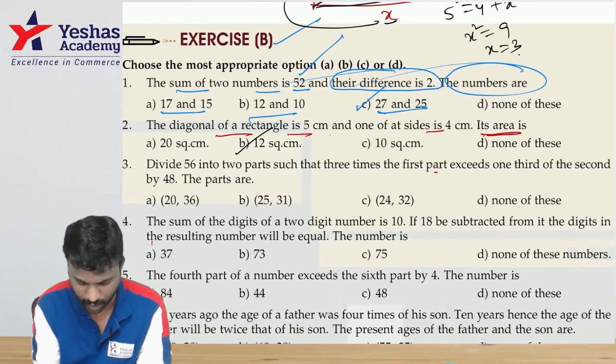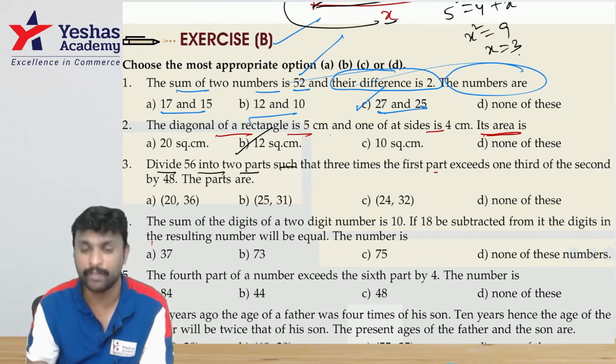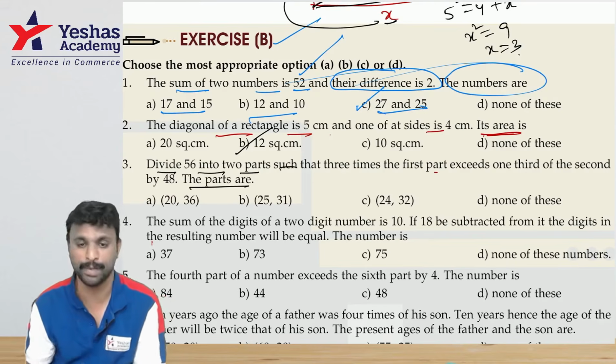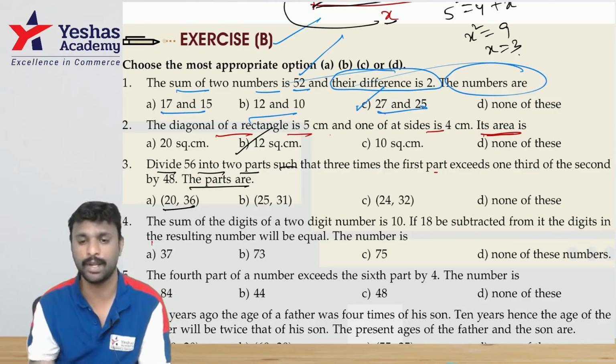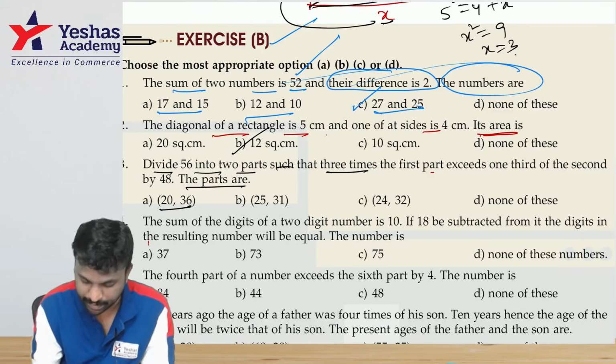Moving on to the next question, question number 3. Divide 56 into two parts. First of all, they're asking us to find the parts, the two numbers. So can I hit the first option? Definitely the sum is 56. Yes. Such that 3 times the first part.